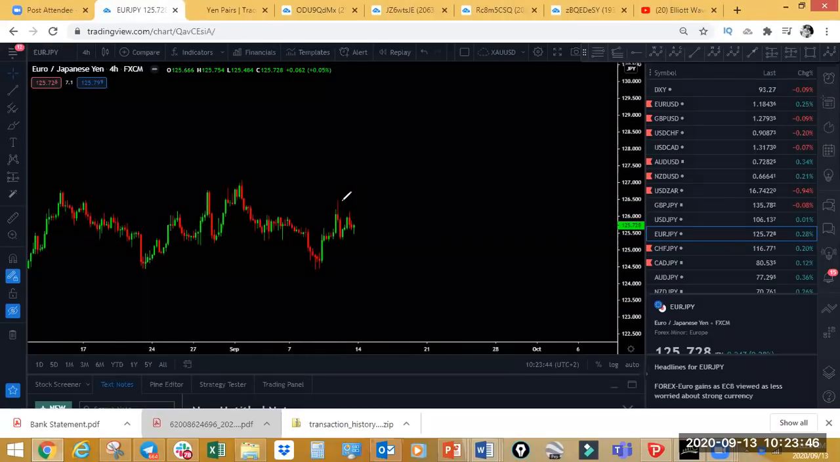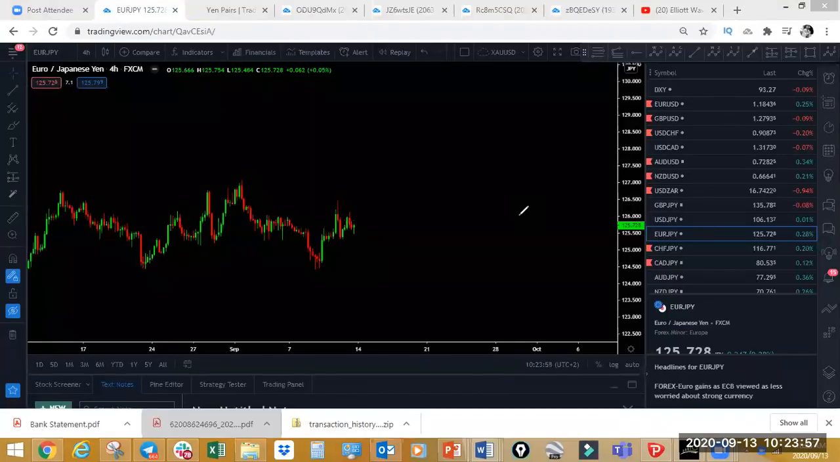So that is here, where we are here, pull back. This can take any corrective structure. If it does this, then we're going to see this as a continuation pattern. You can even get a trade here for one more up. Right, CHF, let's look at CHF yen as well.